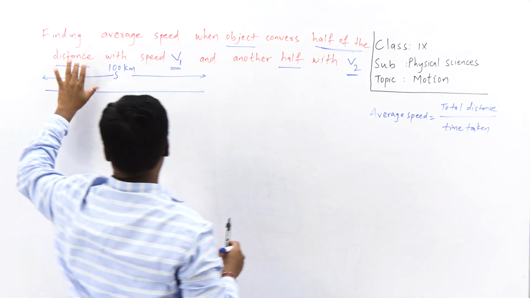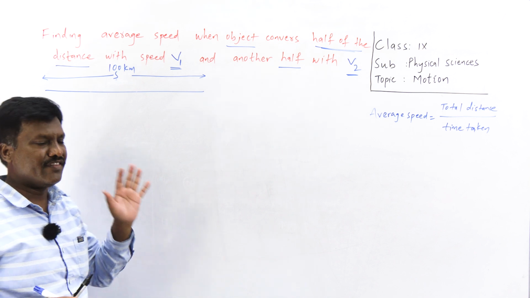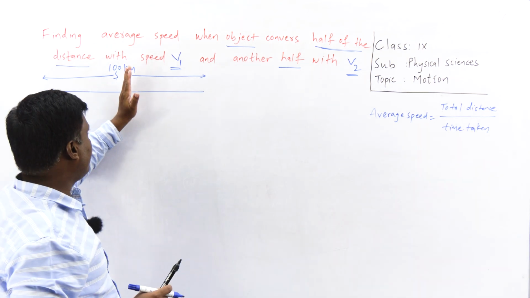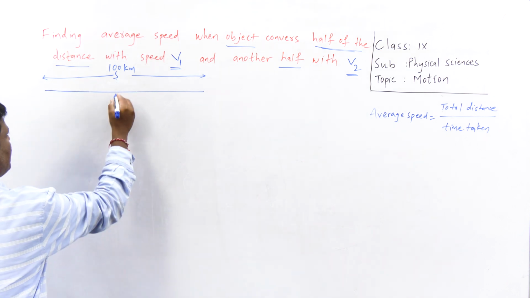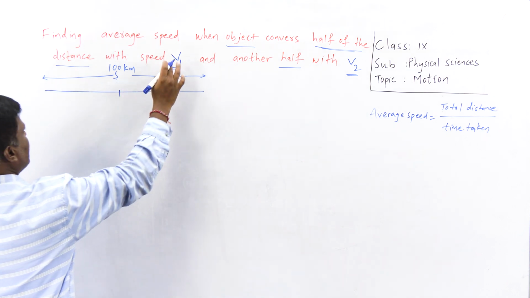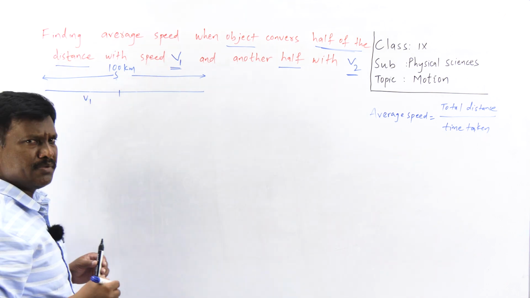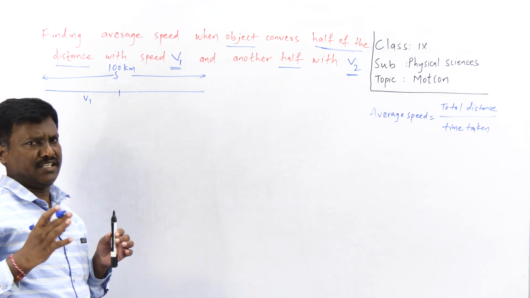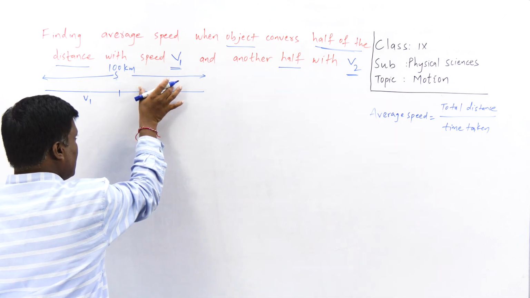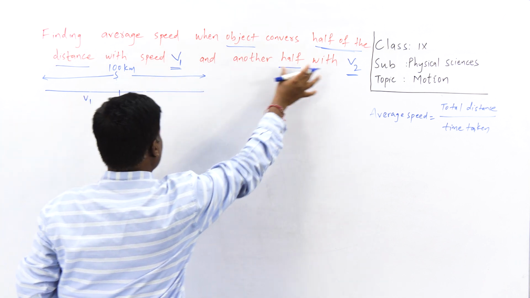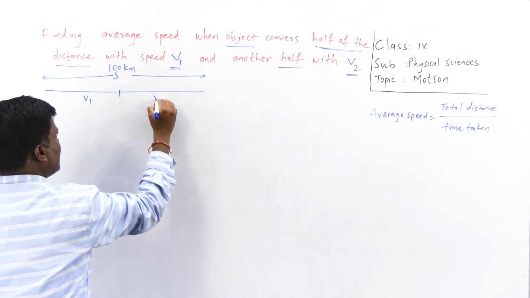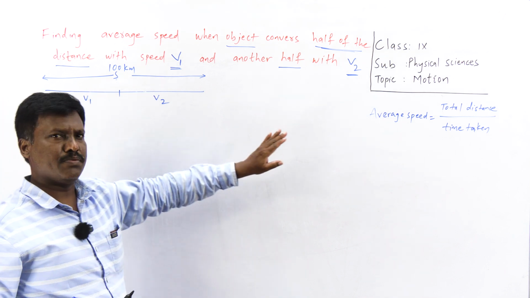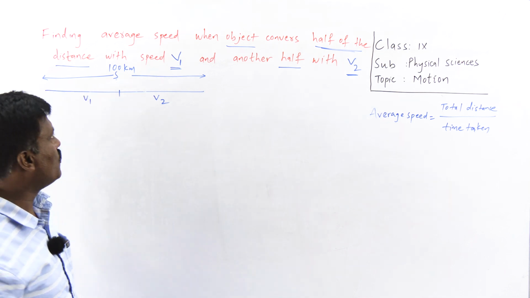Half of the distance means how much do we get? 100 divided by 2, 50 kilometers. Half of the distance, that means the first 50 kilometers with one speed, that may be 60 km per hour or 90 km per hour or 30, some speed, and the next 50 kilometers, the other half of the distance, with another speed. So in this condition, how to calculate the average speed? We are going to derive the formula. Do you understand the condition?